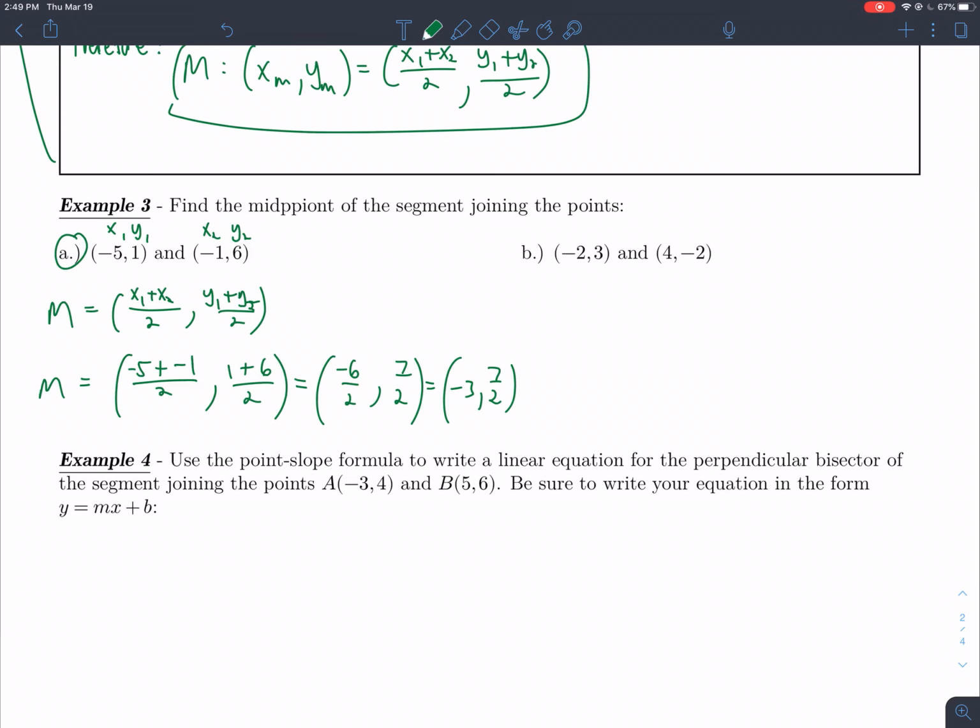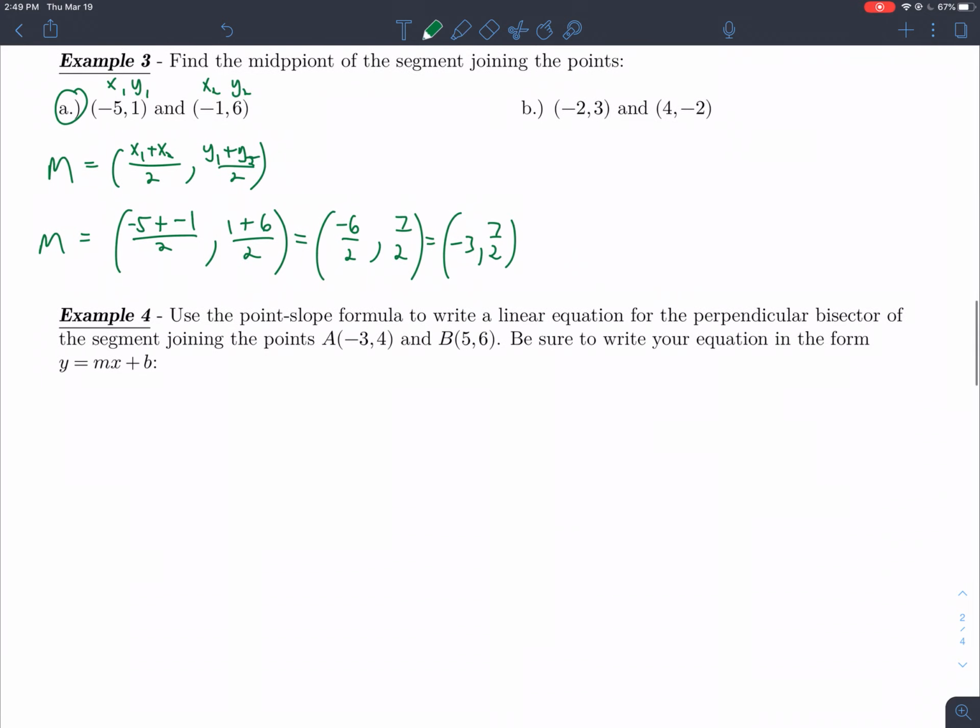So there's the midpoint there, and then, this is an interesting question. Words here you haven't seen in a long time. Okay? Use point-slope formula, we have to review that, to write a linear equation for the perpendicular bisector. Do you remember what that is? Of the segment that joins those 2 points.